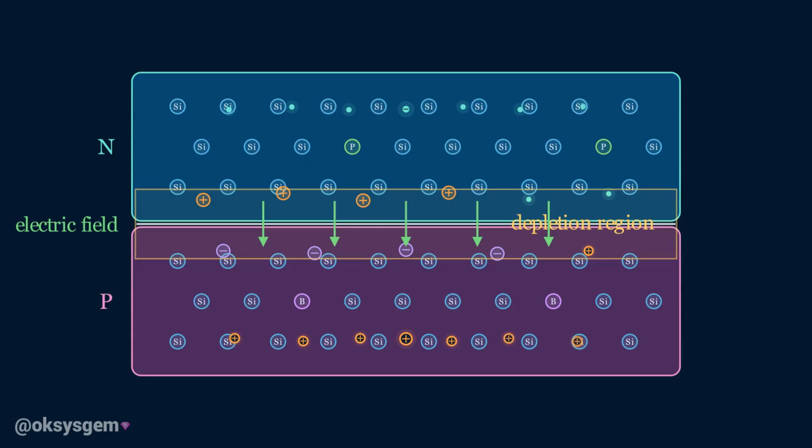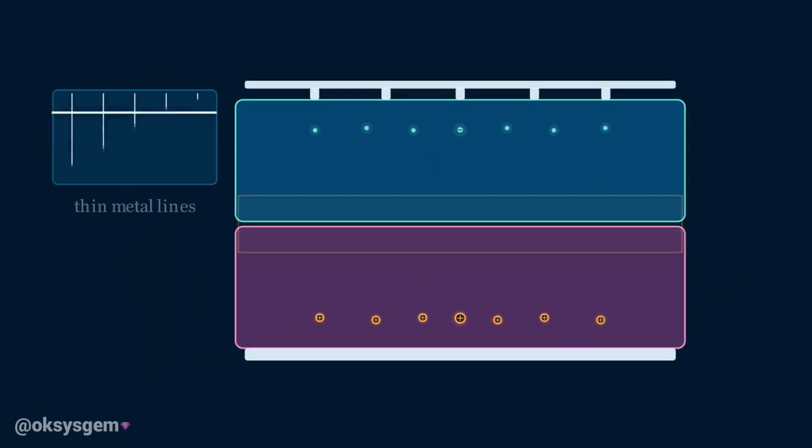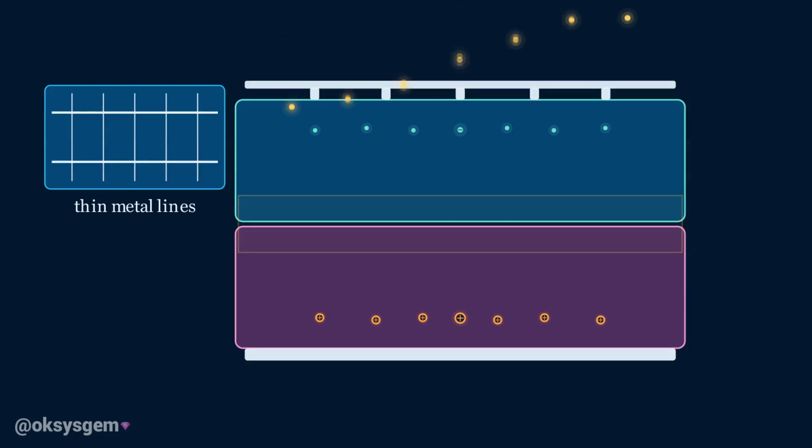The solar cell has now created a separation of charge, similar to the separation between the two terminals of a battery. Metal contacts are placed on the front and back of the solar cell. The front contact is usually arranged as a pattern of thin metal lines.